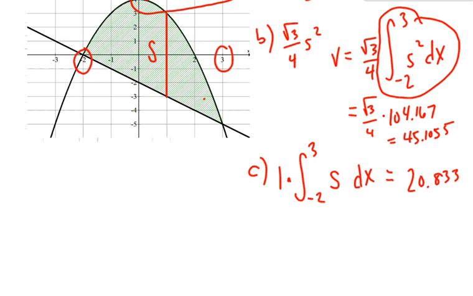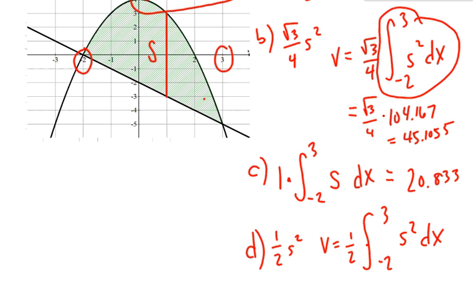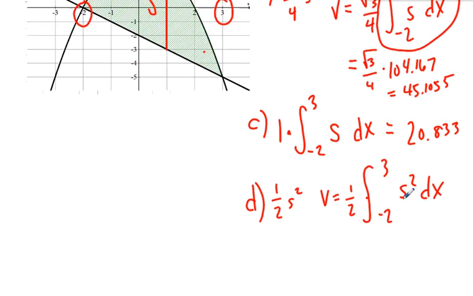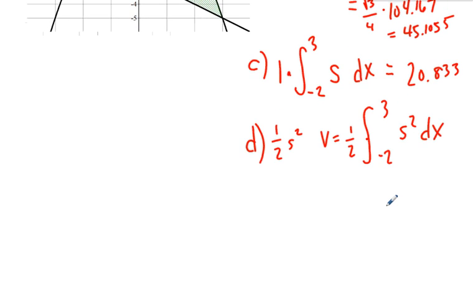20.833. Okay, so now for D is isosceles right triangles with the leg and the base, and that was 1/2 s squared. So then all that would be is 1/2 times the integral from -2 to 3 of s squared. So then all we have to do again is just 1/2 times that original answer that I had at the top of the 104.